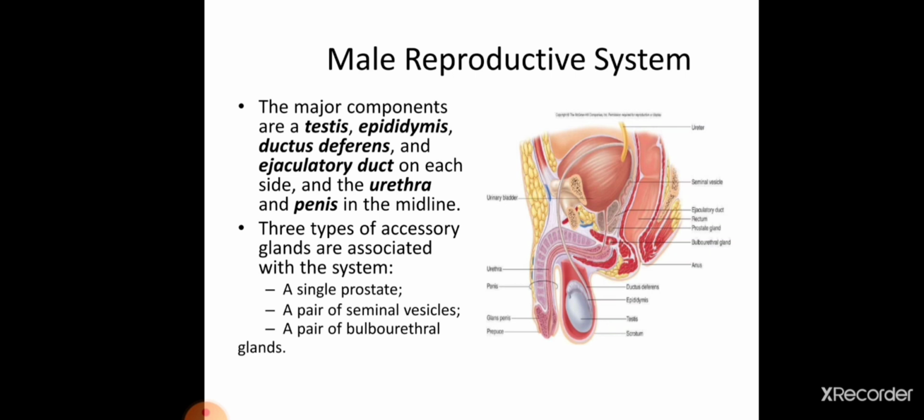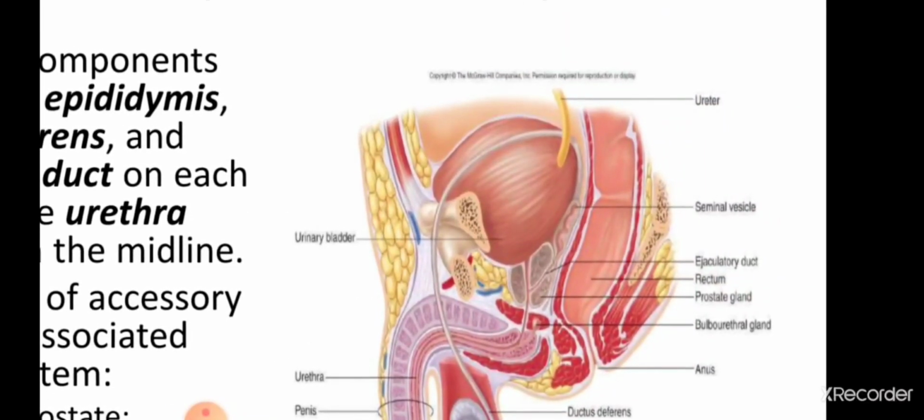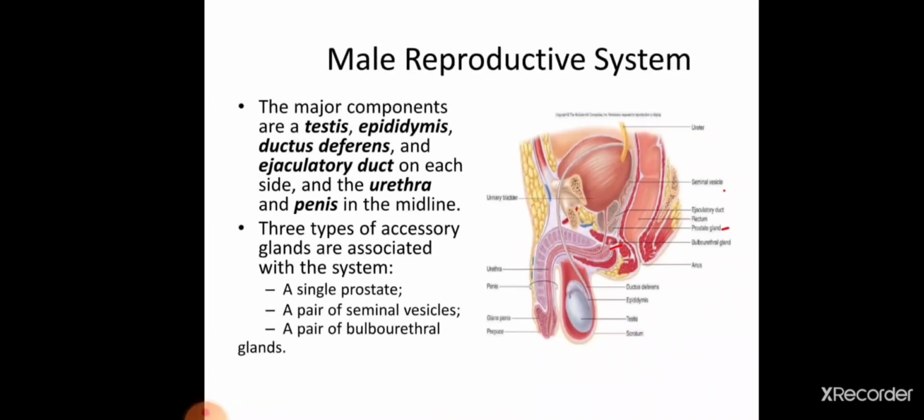Here also we have demarcated these male reproductive organs. The three types of accessory glands are also found. These are prostate, seminal vesicle and bulbourethral glands. These are also demarcated in this diagram: the bulbourethral gland, this small gland, then the prostate gland and the seminal vesicle. These are the different glands for the production of seminal fluid.